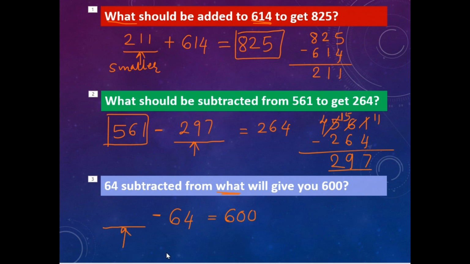Now the first number is missing and it is a subtraction statement. So in the subtraction statement, we all know the first number is supposed to be the greatest of all. So since the greatest number is missing, we will add these two numbers. 600 plus 64 is 664. That's your answer. Easy? Hope you have understood this.